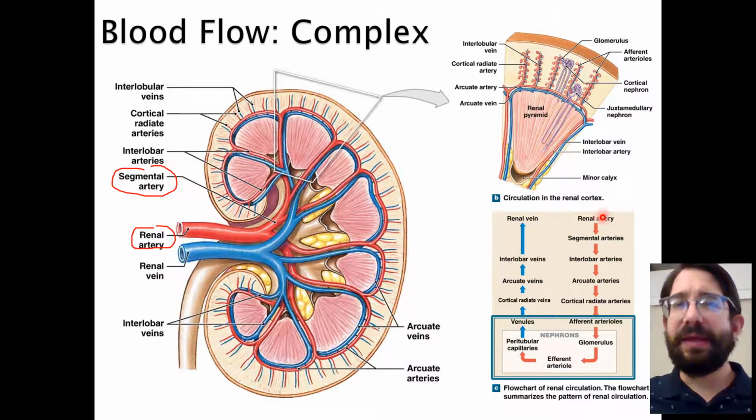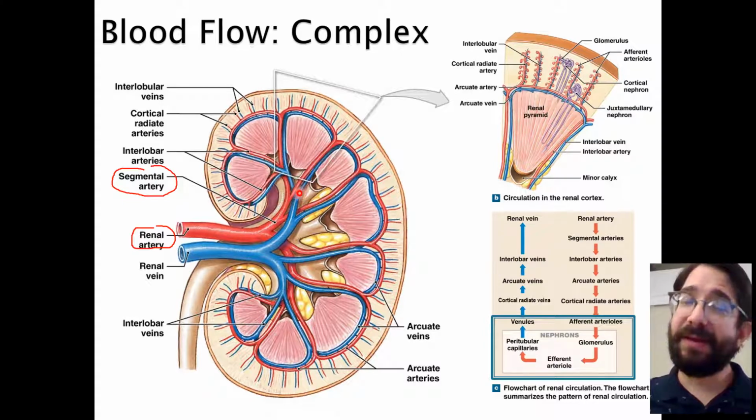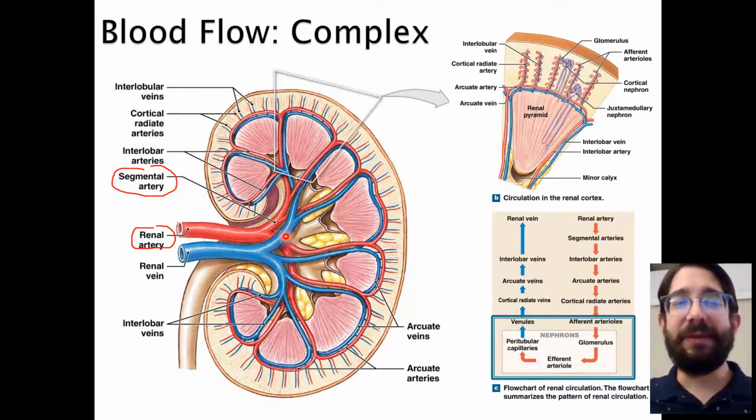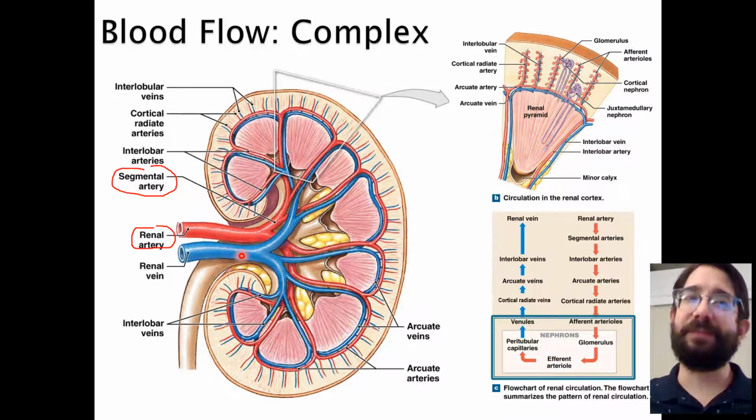And you can see that in this list of blood vessels, this box is indicating stuff that's so small we can't really see it on this image. So we're going to come back to this later on. When we're actually ready to filter the blood, we will see all of these blood vessels. But after the filtration process is complete, the blood is going to return more or less the way it came, down through cortical radiate veins into the arcuate veins, and then through the interlobar veins, and then, depending on who you ask, into segmental veins, and then the renal vein.